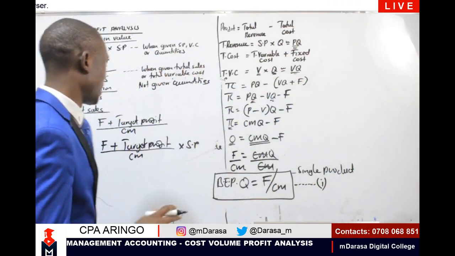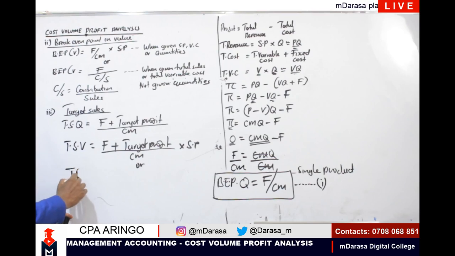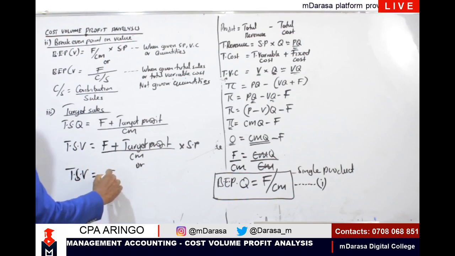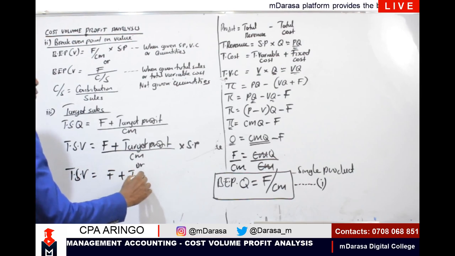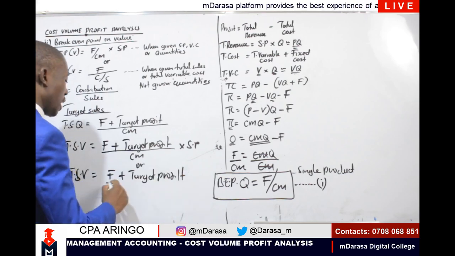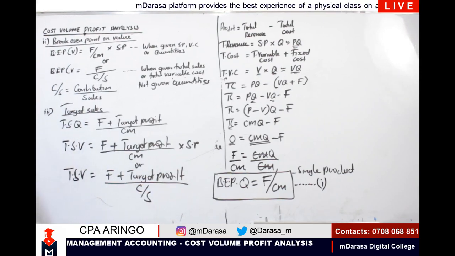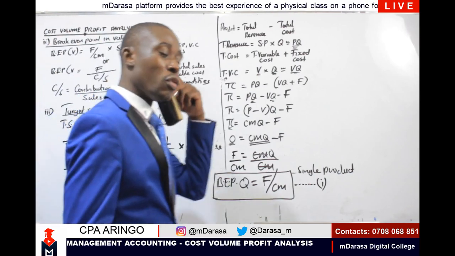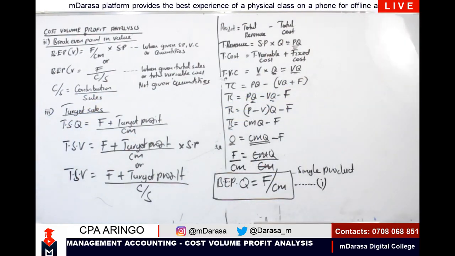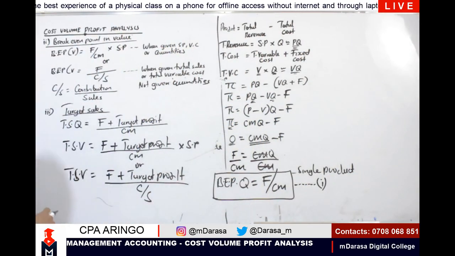That's one part. Or we can determine our target sales in value by taking our fixed cost plus our target profit. We divide by what? We divide by our CS ratio. And the beauty part of it is that we've already seen how we can determine our CS ratio.